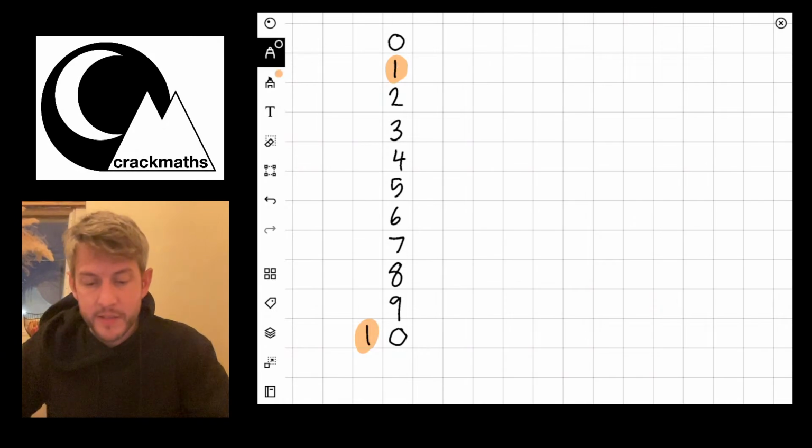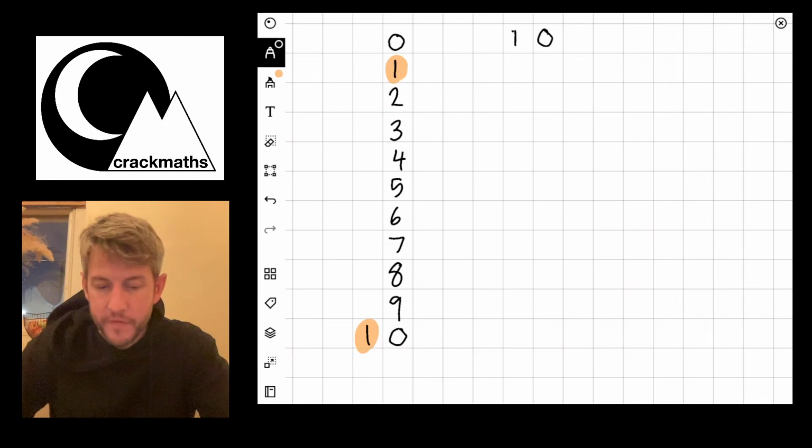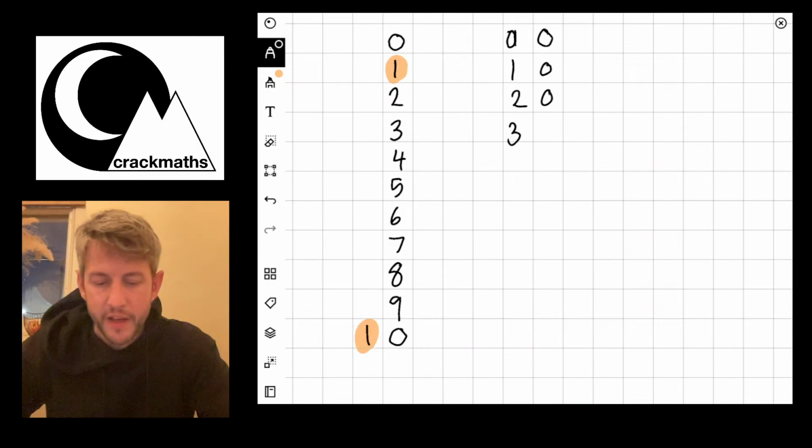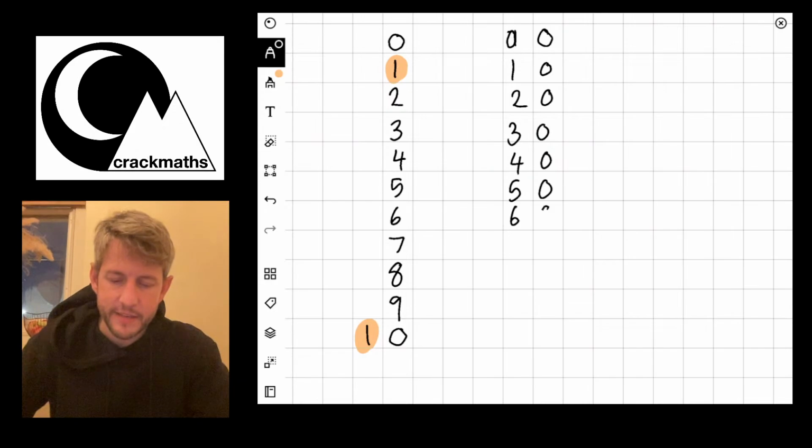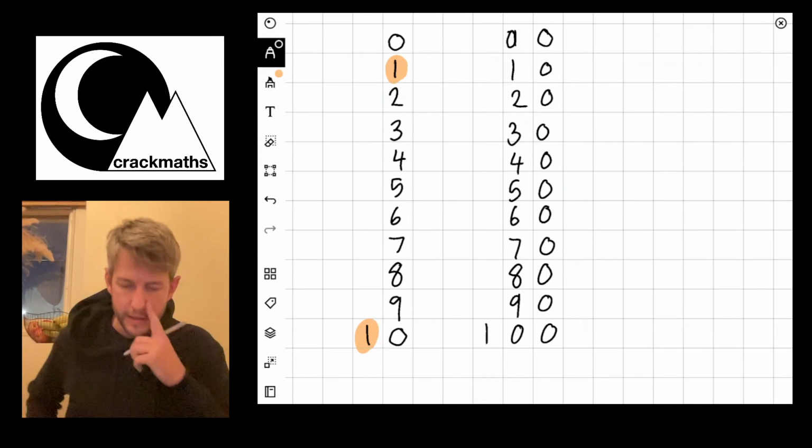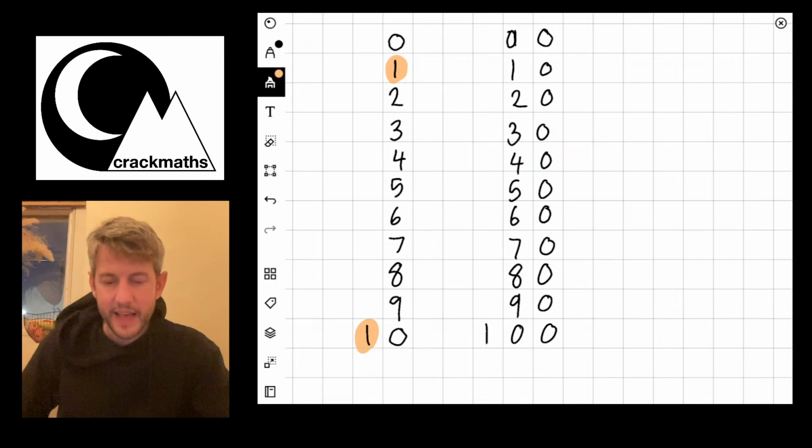This works with everything. So say, for example, if I start with 00 here, and I count up in tens, this would go 10, 20, 30, 40, 50, 60, 70, 80, 90, 100. Okay, so what we can see here is that this 1 now represents 100, where here it represents 10.